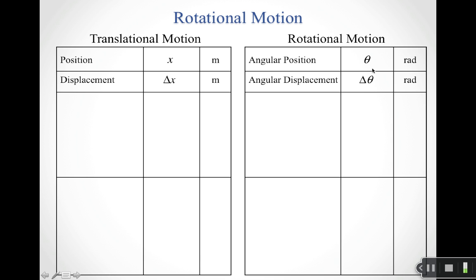If you were interested in how the position changed, that was the displacement. And if you're interested in how the angular position changed, that's the angular displacement. The angular displacement is just a way of saying the final angular position, theta final, minus the initial angular position, theta initial, and again it has units of radians.